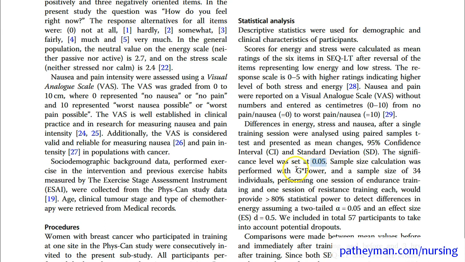And they also calculated power with G*Power, and they decided they needed at least 34 individuals who could do both one session of endurance and one session of resistance training. So remember that in the larger clinical trial, they were supposed to be doing both endurance and aerobic training. And so in order to participate in the study here, they would have to complete one of each session. 34 would give us 80% power, and they give you some nice little assumptions there. And then they said that they recruited 57 participants just in case there were dropouts. So overall, in terms of power analysis and all that, things look pretty good there.